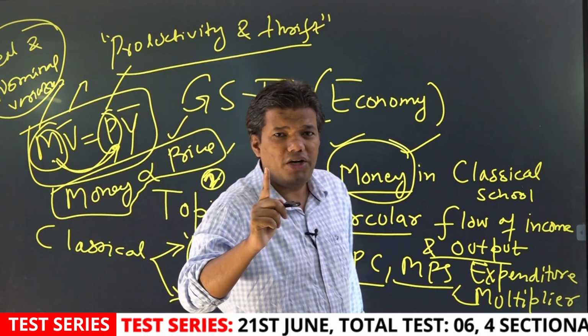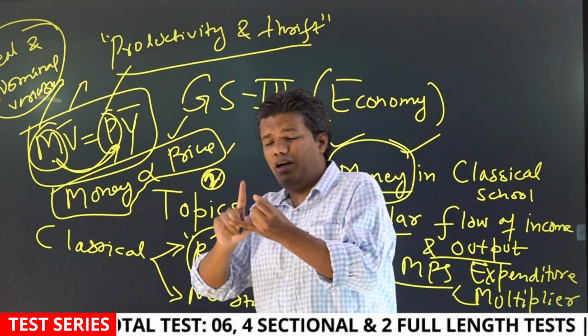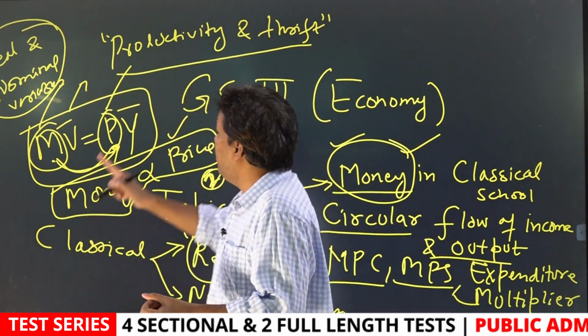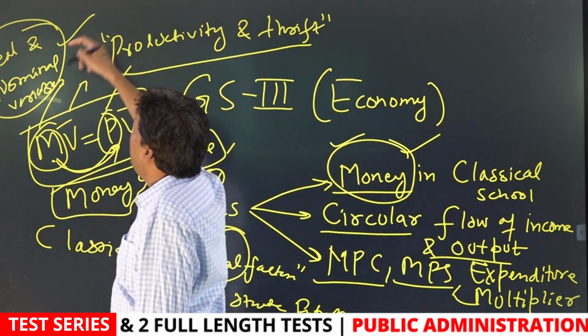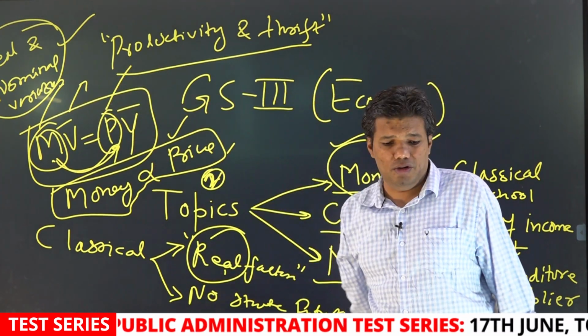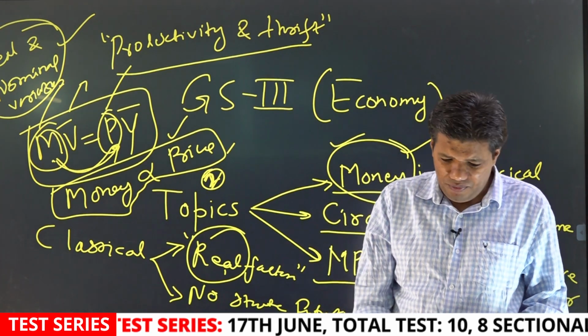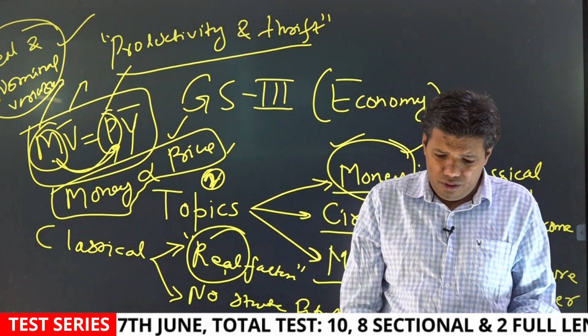So what are the two important tenets? One tenet you will remember, that output and employment are determined by the supply side factors, and the second thing, there is a dichotomy between the factors determining real and nominal variables. Please note it down in your notes. And I think more or less we can close your classical school.